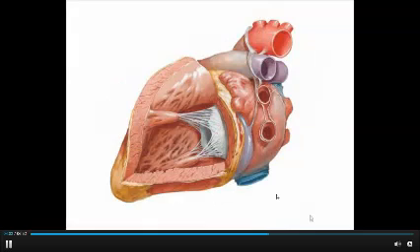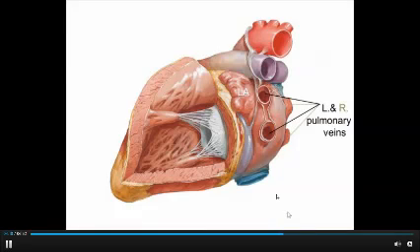This is a left lateral view. You can see the heart and the left ventricle cut open. Over here, you could recognize a left atrium with left and right pulmonary veins entering it. And here you can see the left ventricle chamber open. So this valve would be the mitral or bicuspid valve. And very clearly here are chordae tendineae.